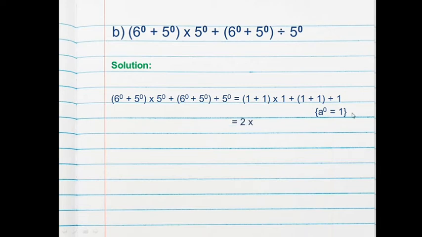Then 1 plus 1 is equal to 2, into 1 plus 1 is equal to 2, divided by 1. That is 2 into 1 is 2, plus 2 divided by 1 is 2. Then 2 plus 2 is equal to 4. Then next question, that is C.